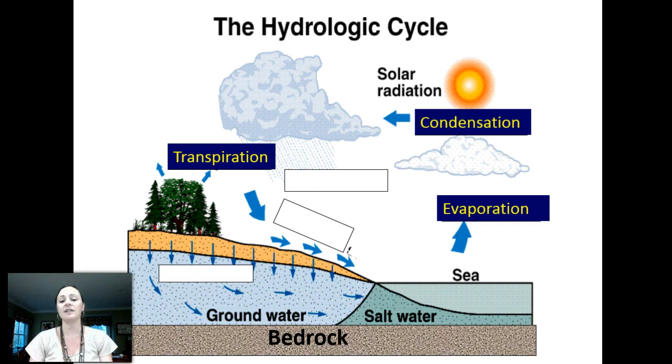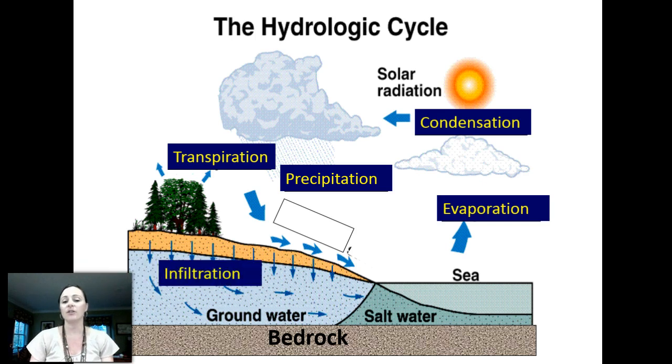Then we have condensation that occurs, bringing it back into liquid form, and then precipitation, where it falls from the sky. Now, once it hits our ground, it can either infiltrate or run off. In which case, then we'd be back at stage one, where it's ready for evaporation or transpiration to go back into the air.